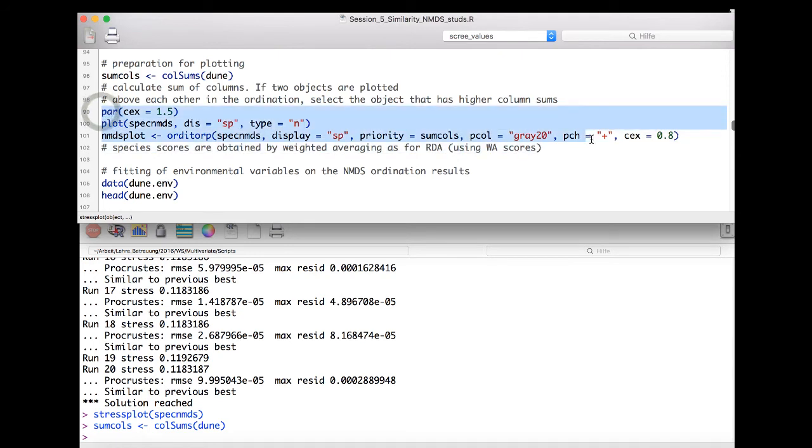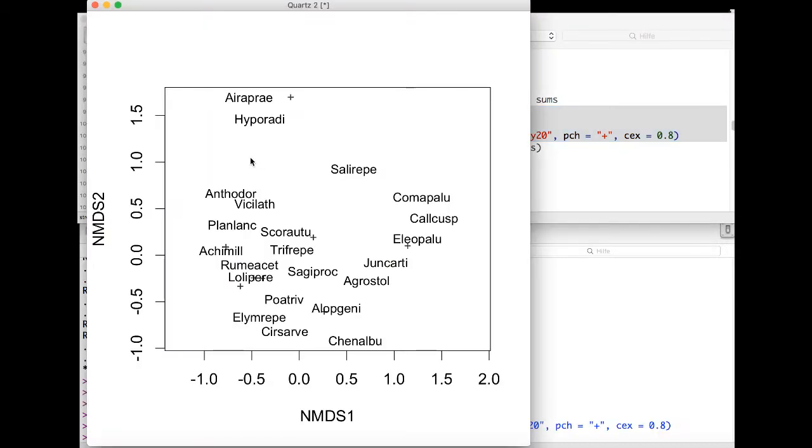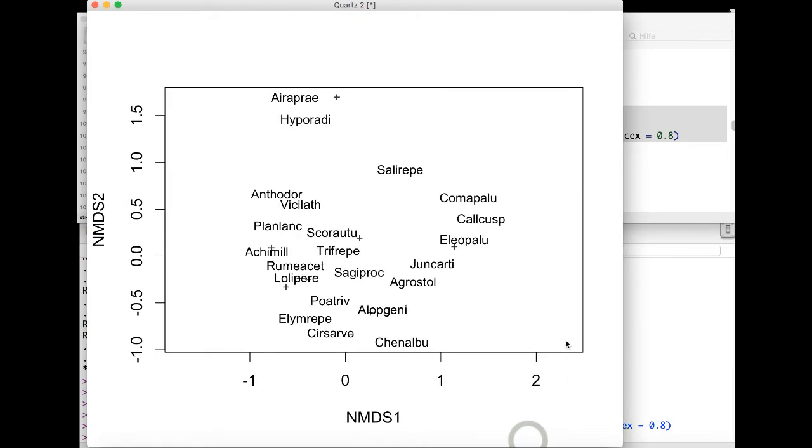And then we plot the NMDS result. We use here the special function orditorp for plotting, since this function provides us with more flexibility when we plot the species scores. And now we see the relationship between the species depending on the two dimensions that we have used.